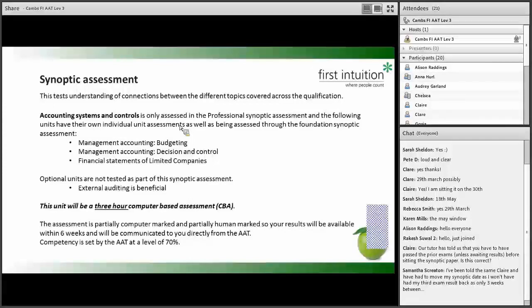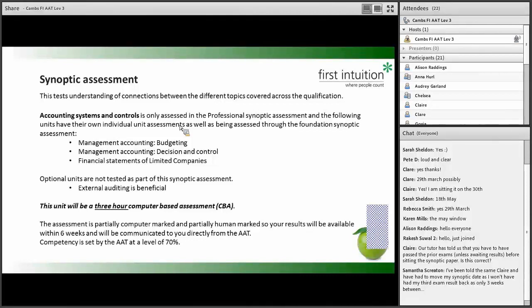The accounting systems and control unit has a focus on internal controls, and we'll have a look at that in a little bit more detail in a moment. So as we've mentioned here, this is really just covering what was in that diagram we saw before. Management accounting, budgeting, decision and control, and financial statements of limited companies have their own individual assessment as well as being part of the Synoptic. Optional units are not tested as part of the Synoptic assessment, but doing external auditing, if that's one of your options that you're going to do before, can be beneficial.